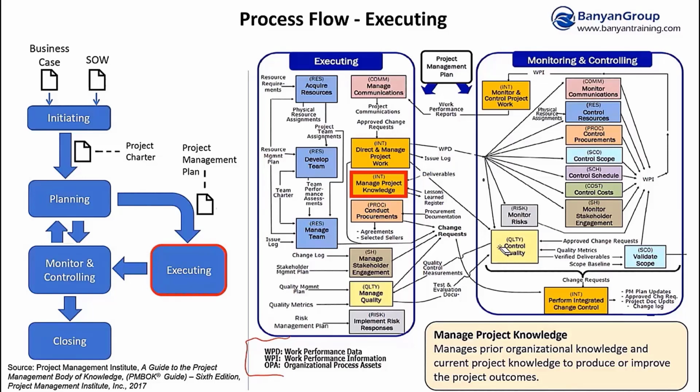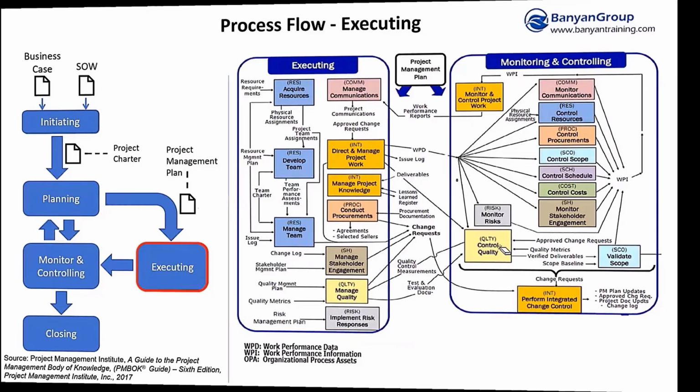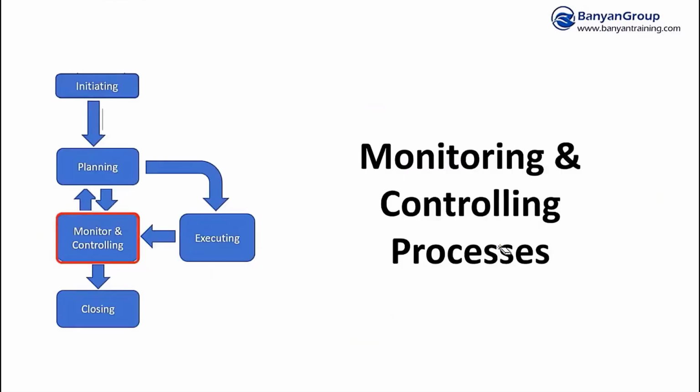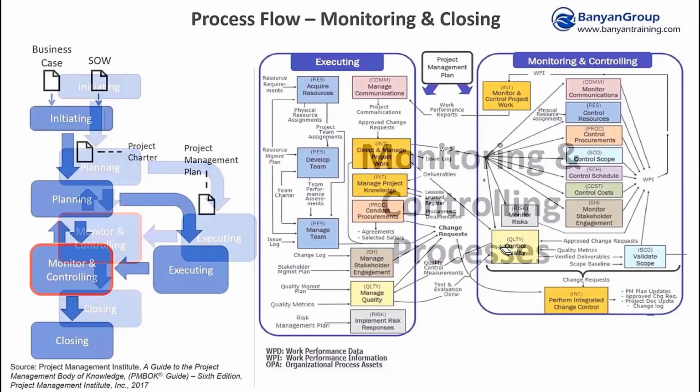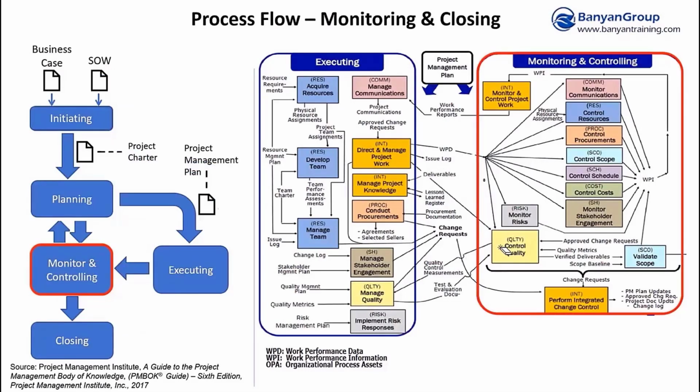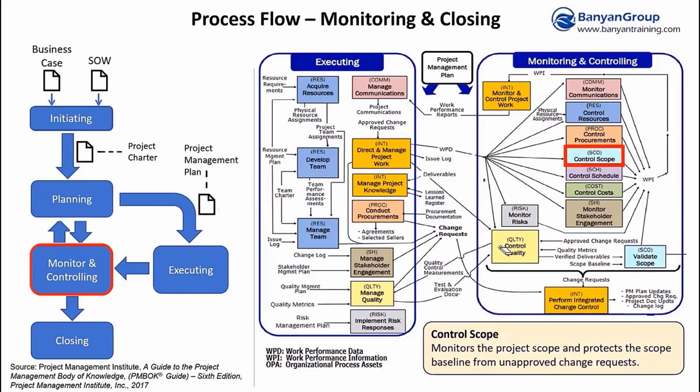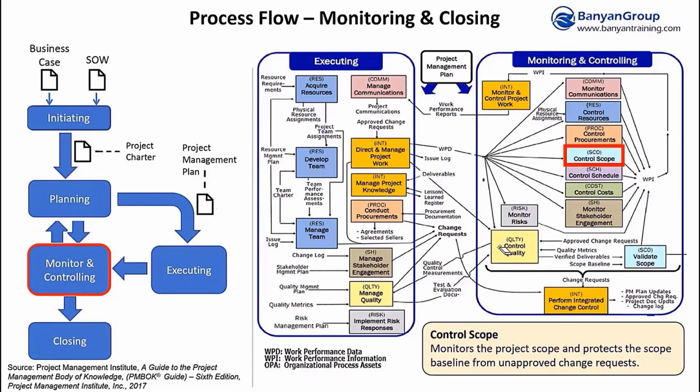And that is executing. Executing is now going to transition over to monitoring and controlling. We've already had some conversations about monitoring and controlling, but this is where we're measuring our performance. We're always comparing what we said we were going to do in the plan with what is actually happening in execution. And so you see control scope.